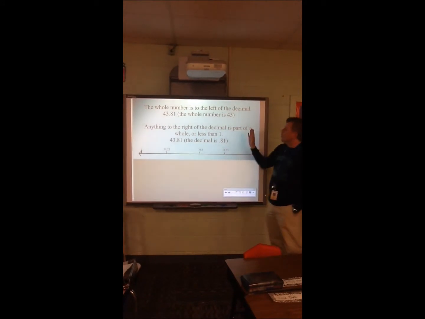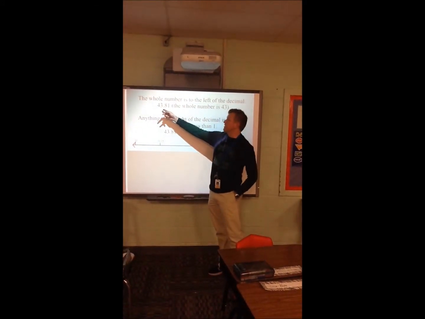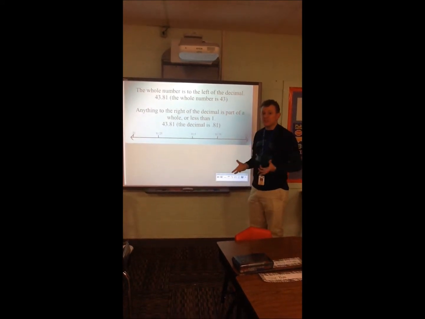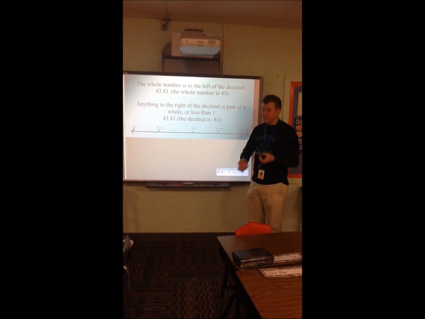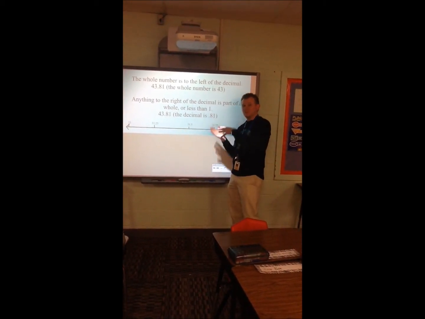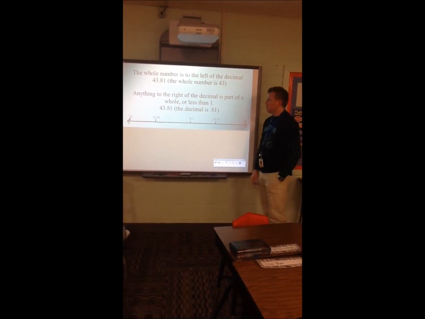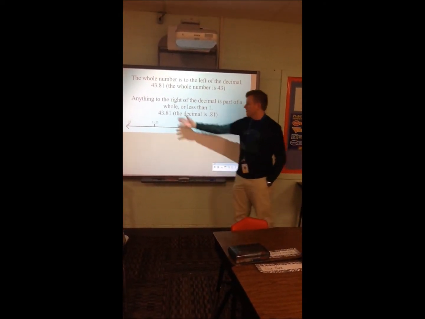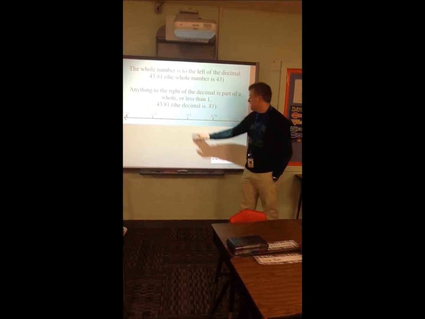Okay, the whole number to the left of the decimal is your whole number. So in 43 and 81 hundredths, 43 is the whole number. It's just like if you had $43.81, you have 43 whole dollars and then 81 hundredths of that extra dollar, okay? Anything to the right of the decimal is part of the whole or less than 1, okay? 43 and 81 hundredths. Like I said, the decimal is 0.81 or 81 hundredths, all right?